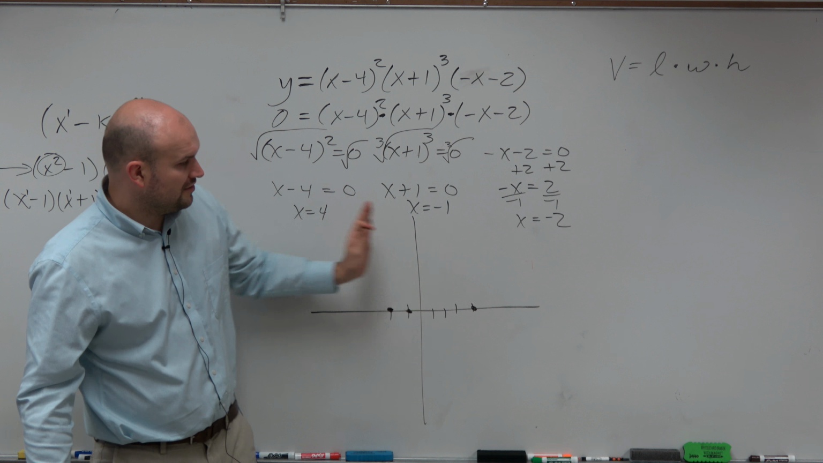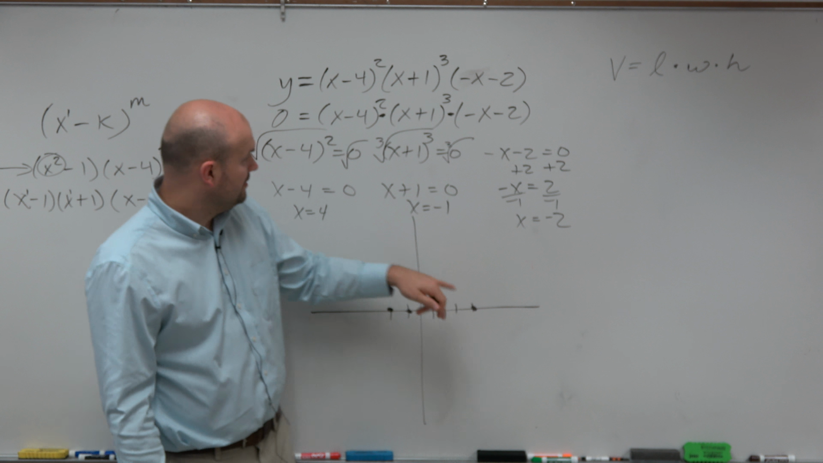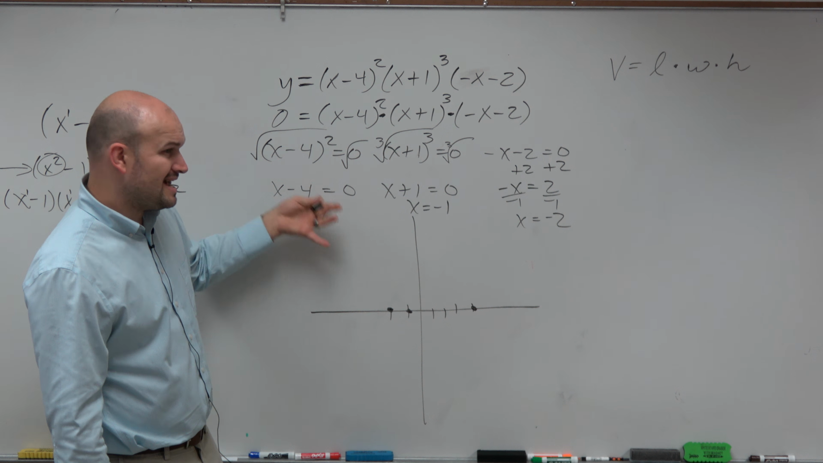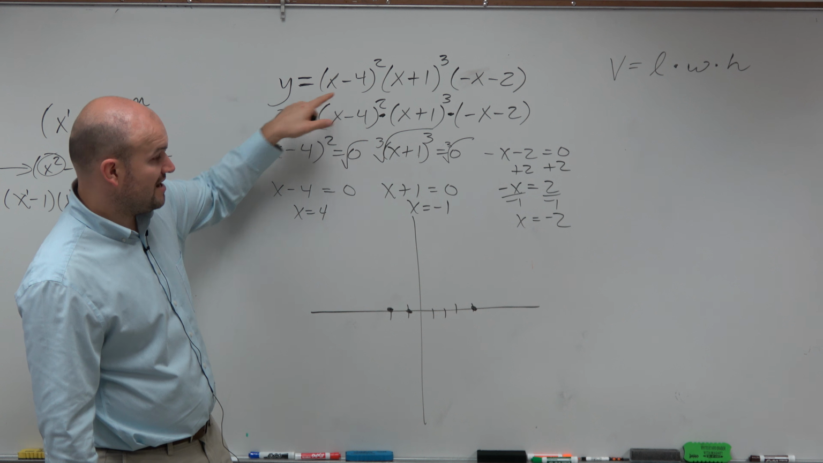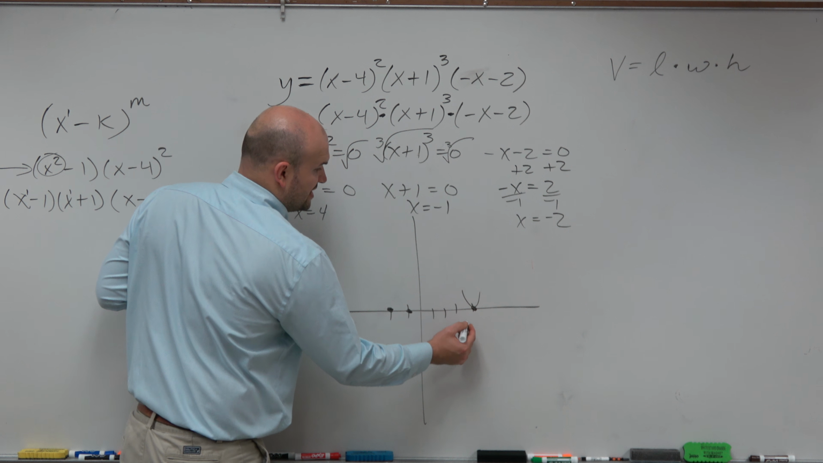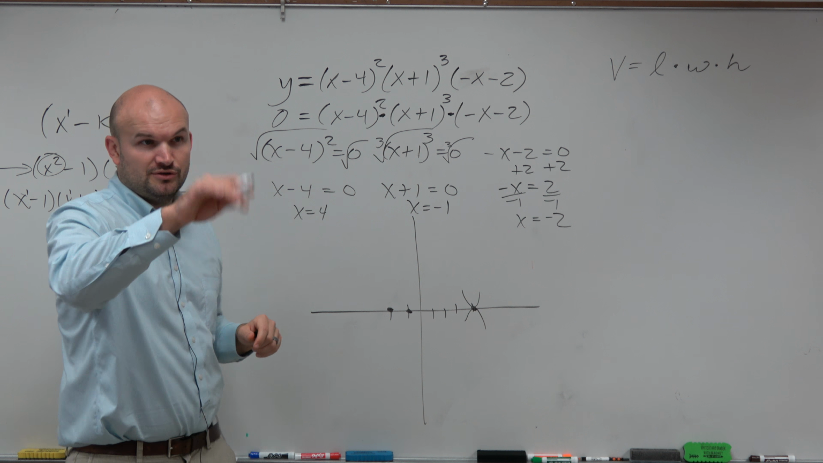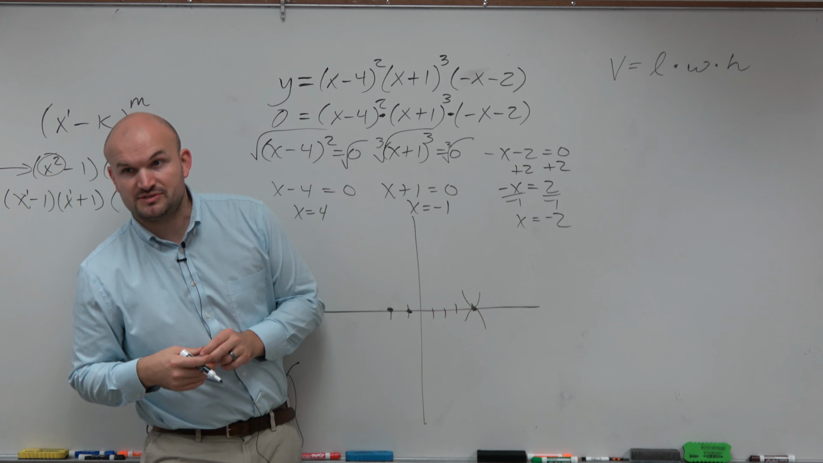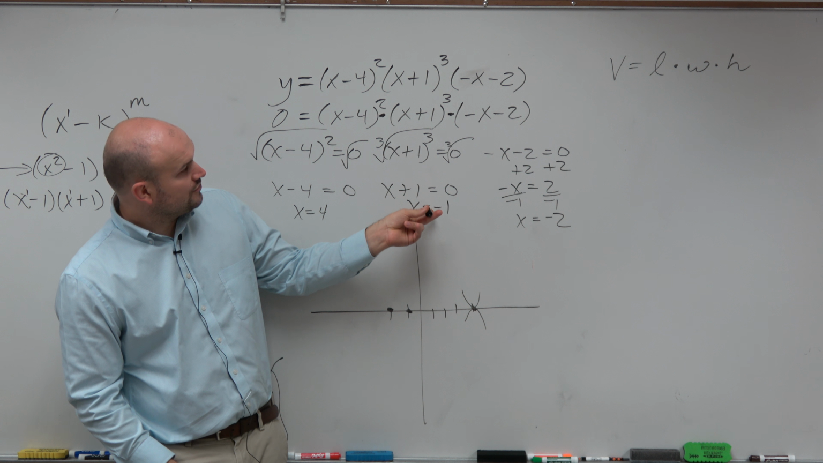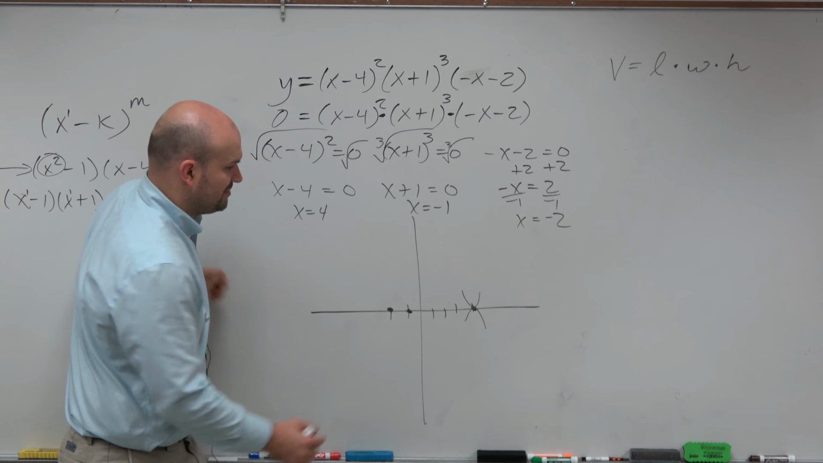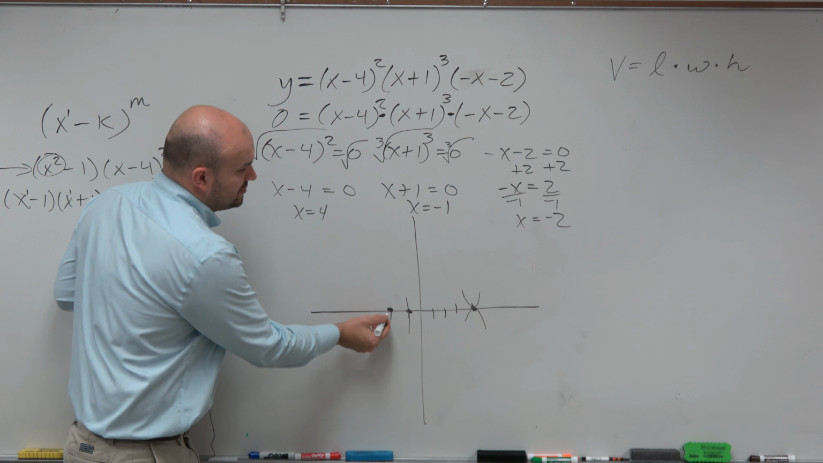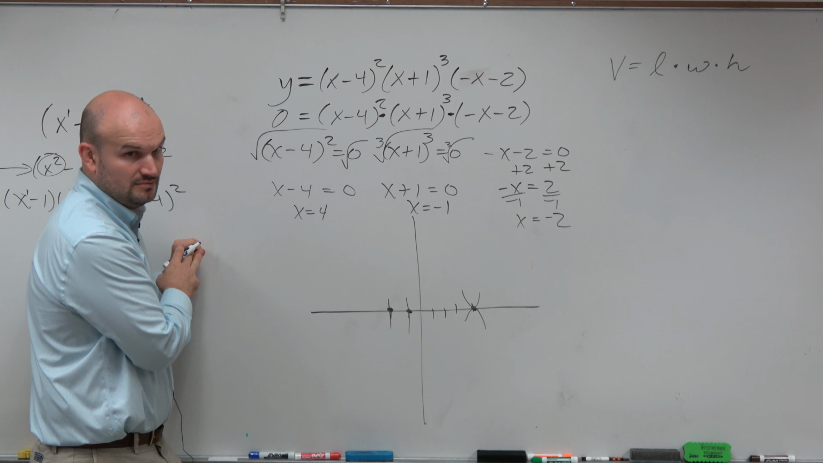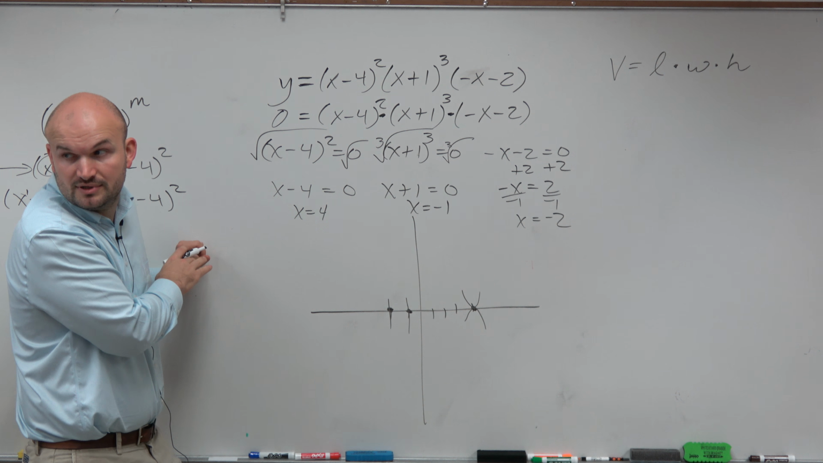OK, so we have our 3 zeros. Now, to understand what's happening at each 0, we look at the multiplicity. Here at 4, we see that the graph is bouncing. Now, we don't know if it's bouncing up or if it's bouncing down. So I'm just going to do a little bouncing to represent that it's bouncing there. OK? At x equals negative 1, that's an odd multiplicity, so I know it's crossing. At x equals negative 2, it's an odd multiplicity, so I know it's crossing. Does everybody see what I did with those?